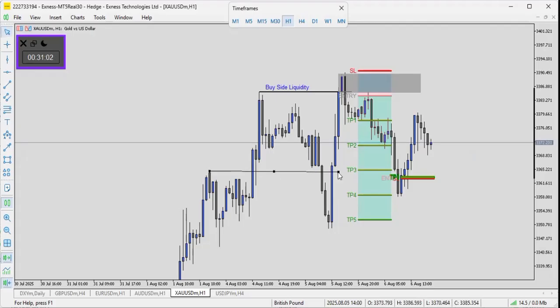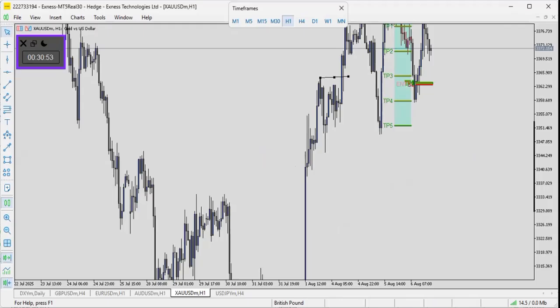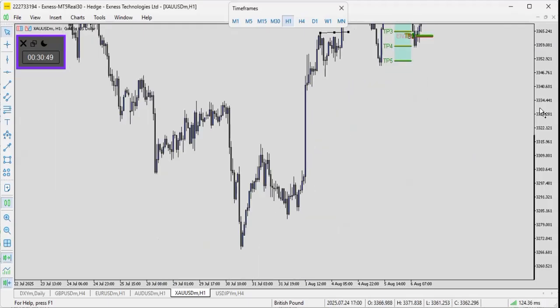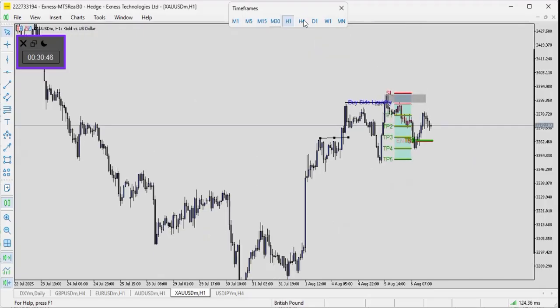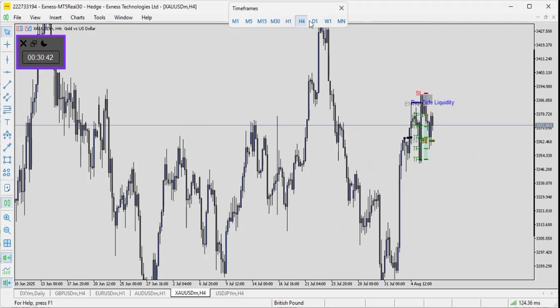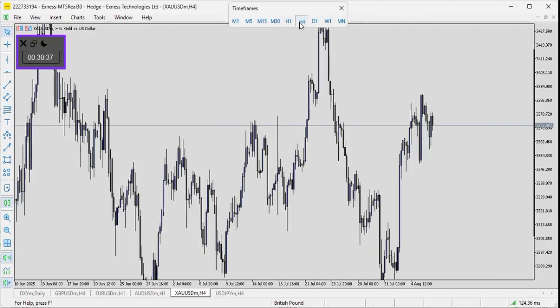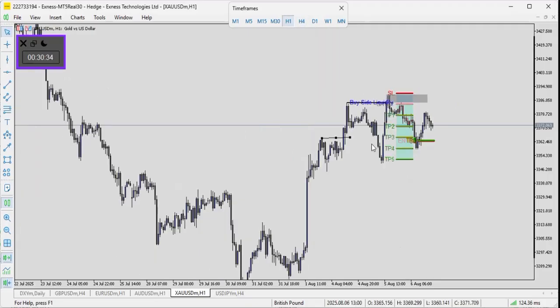Okay. Now, let me start from where this trend began so that we can get the picture very well. This trend began all the way from here. Mind you, I'm looking at 1 hour. Let me go on 4 hours, the best time frame for most of this analysis, but we're doing it on 1 hour, so let me just do it on the 1 hour.